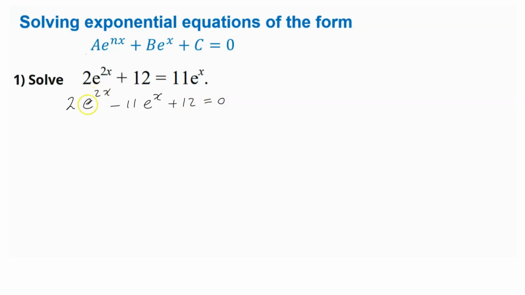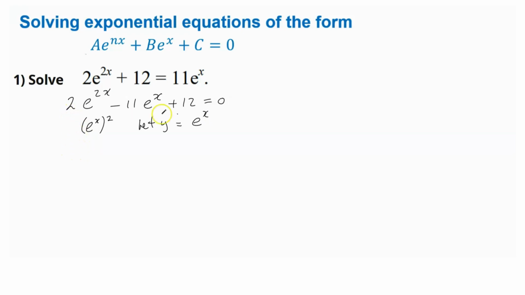It's important to note that e to the 2x can be written as (e to the x) in brackets squared. It's the same thing as e to the 2x. And also we want to let y equals e to the x.